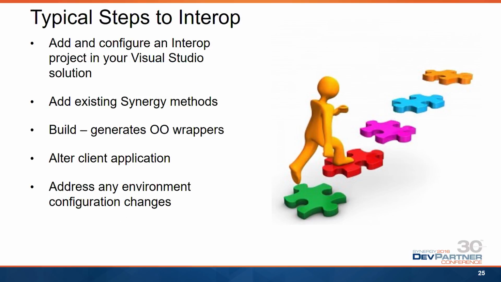Typical steps to Interop: basically add and configure an Interop project into your existing Visual Studio. Well, often it doesn't have to be the same solution, but add an Interop project into your Visual Studio solution. You then literally add the existing Synergy methods into that Interop project. And basically when you then build that project, we have tooling within Visual Studio that analyzes any traditional Synergy methods that it encounters in that project, analyzes the attributes that are present in the code, and basically does a similar job of work to what GenXML and GenCS did, and it code generates classes and then builds them as you say, build in Visual Studio.